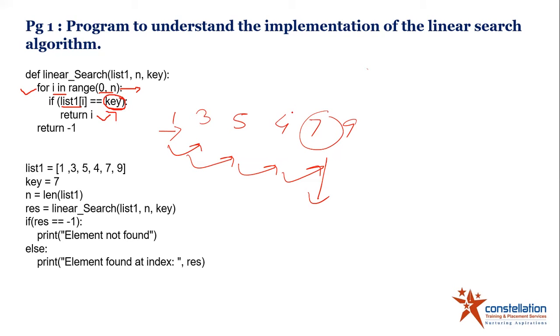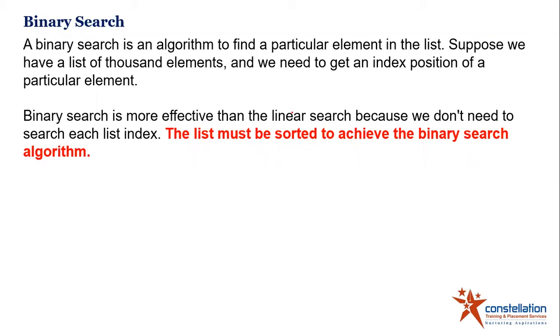But when it comes to binary search, it is a bit tricky. Remember, the first condition that you need to have in binary search is that the list must be sorted. If the list is not sorted, you cannot implement binary search on it. And what do I mean by sorting? Sorting usually means arranged in either ascending order or descending order. Then only can the binary search algorithm work.